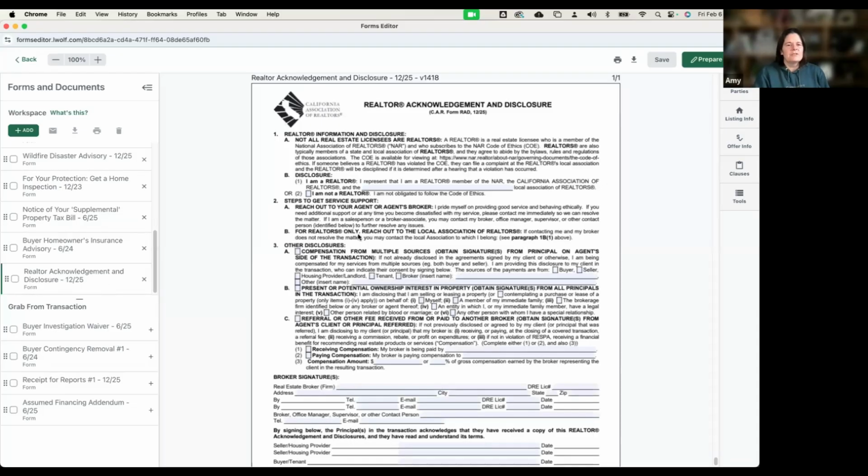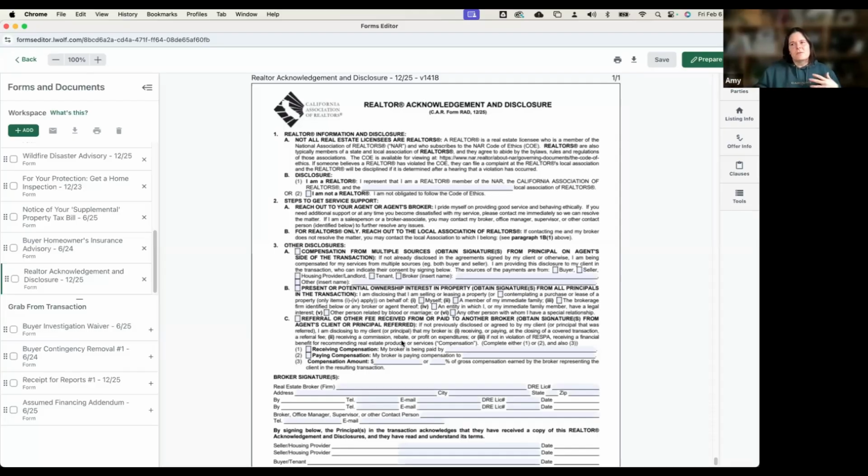And it discloses whether you are or aren't one. And then it also talks about, hey, are we getting compensation, or are we sending compensation to somebody else? That's the disclosure of a referral source. So this gets filled out as part of that. Why is that important? Well, we already talked about why, this talks about the benefits of choosing a realtor versus a real estate agent.